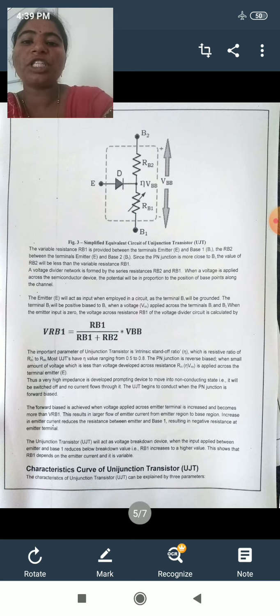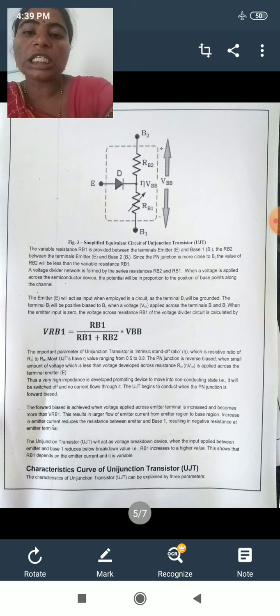Here, one diode is present, and the anode side terminal is called the emitter, and this diode's cathode is connected between two resistors. This diode forms a junction called a PN junction, and only one junction is there. Now see, the base 1 side resistance is called RB1 and the base 2 side resistance is called RB2, and in between them one point is common, and the diode is connected to this point.